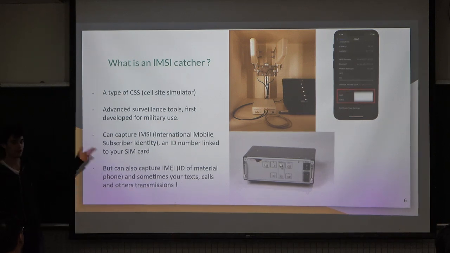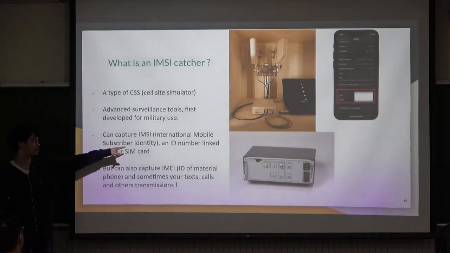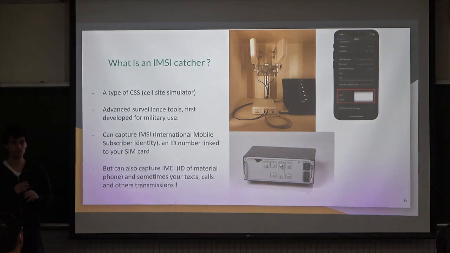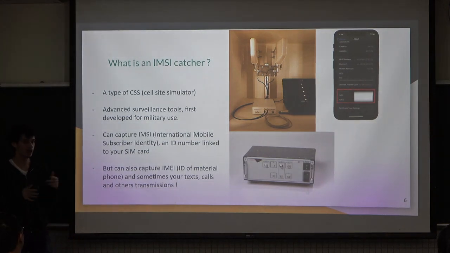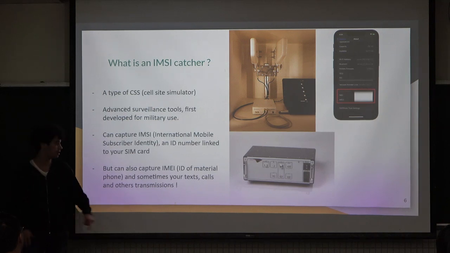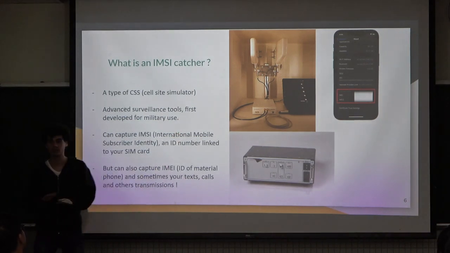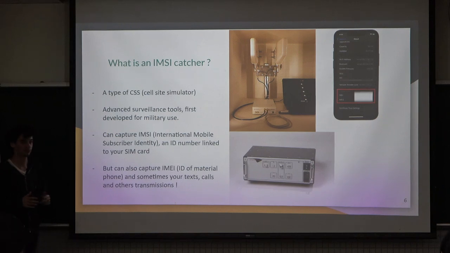An IMSI catcher, as the name suggests, catches IMSIs, the International Mobile Subscriber Identity. It's a number that is linked to your SIM card. But an IMSI catcher can also catch other things like the IMEI, which is the ID of your phone. For example, on an iPhone you can search for it. You cannot change it, so it should be kept private because it can identify your phone. On the edges, they can also get more information.